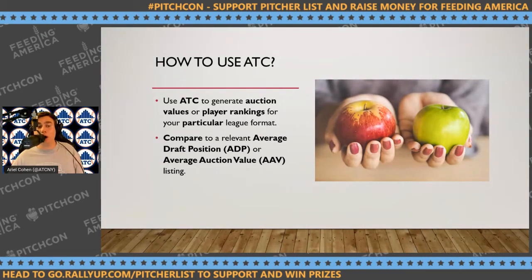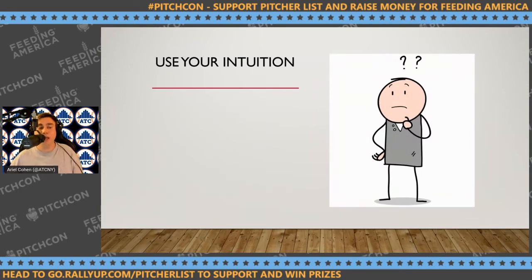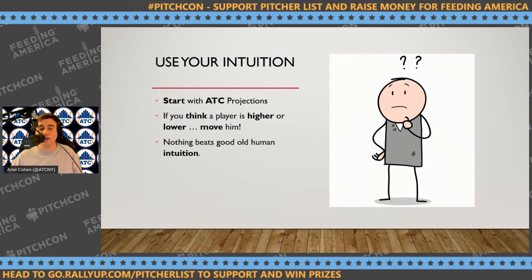Compare it to what the market is saying. Look at ADP, or look at AAV if you're playing an auction, and see, hey, is ATC showing a player who's undervalued? Is ATC showing a player who's overvalued? But I always tell people, use your intuition. Start with ATC projections. If you think a player is higher or lower, yeah, go on and move him. Nothing beats good old human intuition.